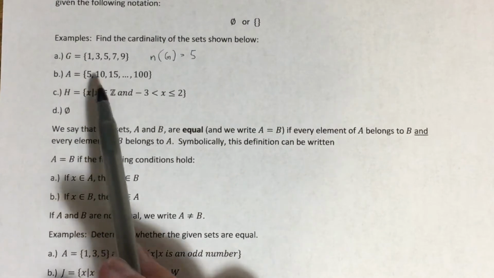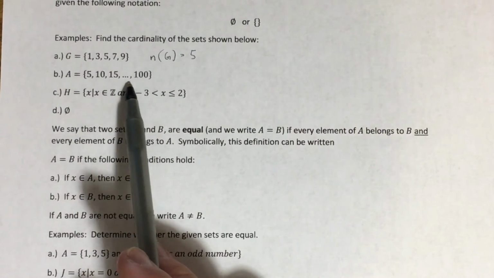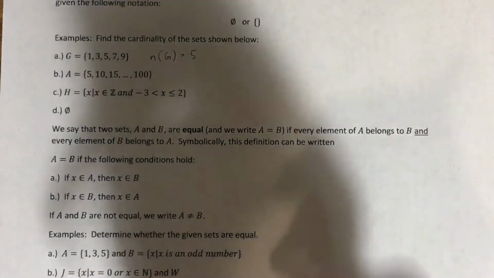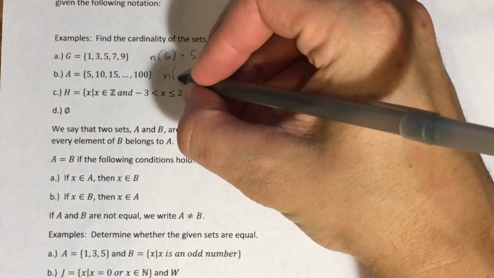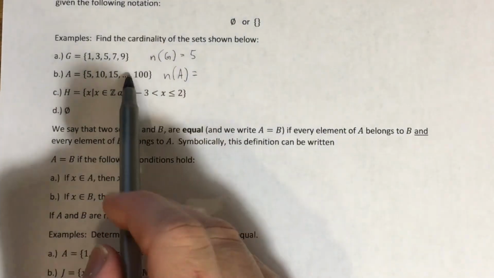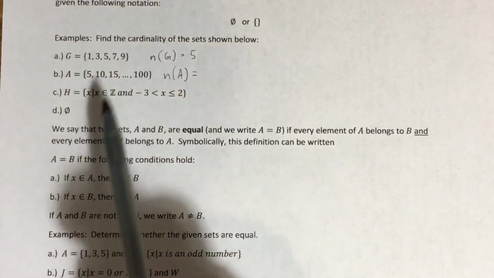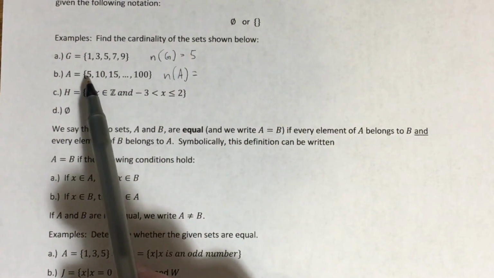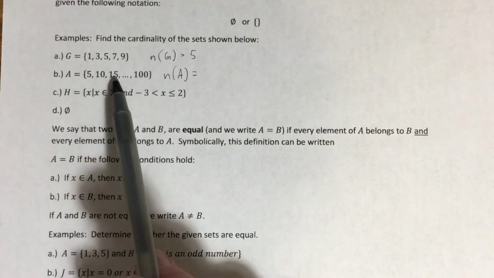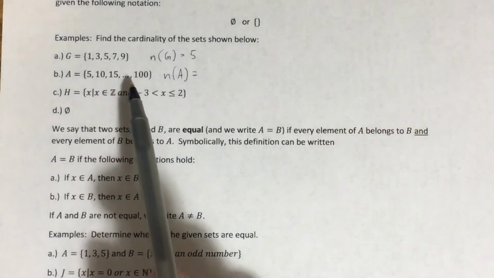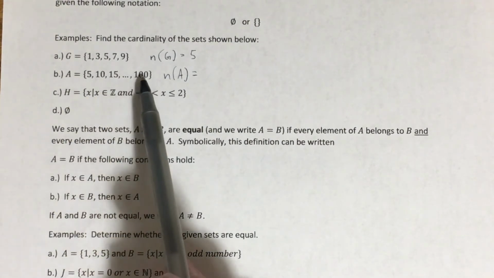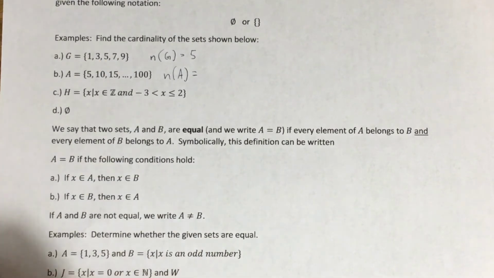This next set, A, is not explicitly showing me all of the elements of that set. How do I determine the cardinal number of this set if I don't get to see everything that lives in it? Well, that's not too difficult to do, because there is a pattern apparent here. 5, 10, 15. I imagine the next number would have been 20. The dot, dot, dot here indicates a pattern. Remember that. And then it ends at 100.